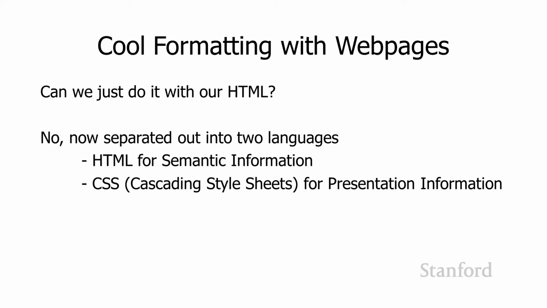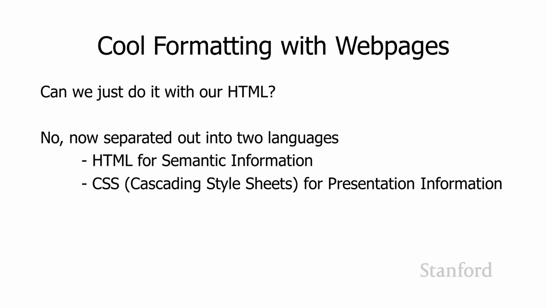Well, the paragraph tag tells us that we have a paragraph. That's semantic information. If we want to style that paragraph, like we say, oh, I want that to have a 1-inch indentation, or I want to surround the paragraph with a 2-pixel solid red border, that's presentation information.